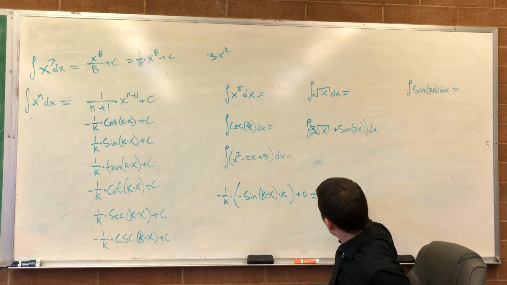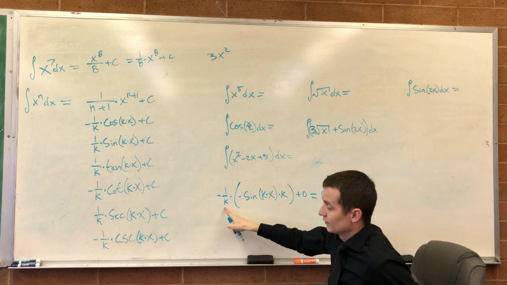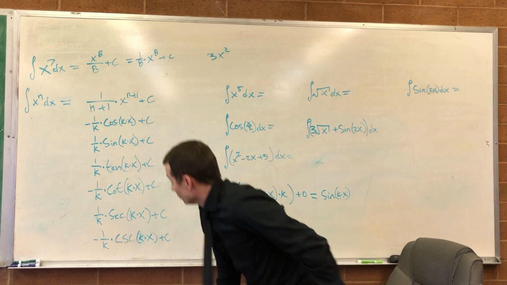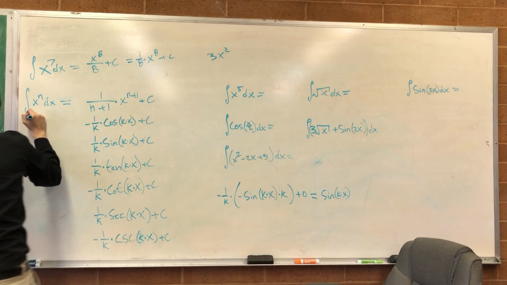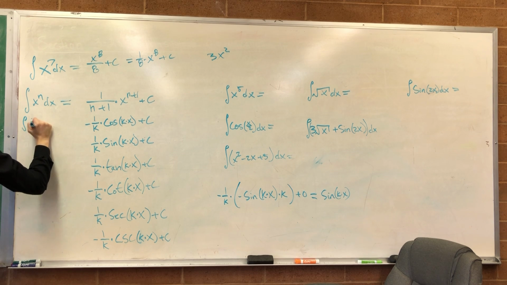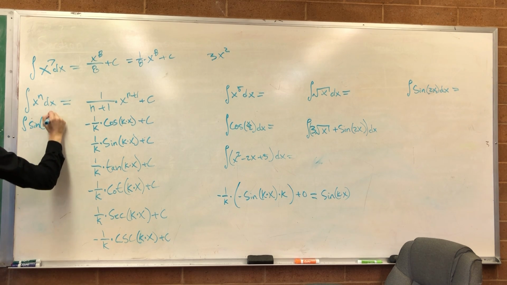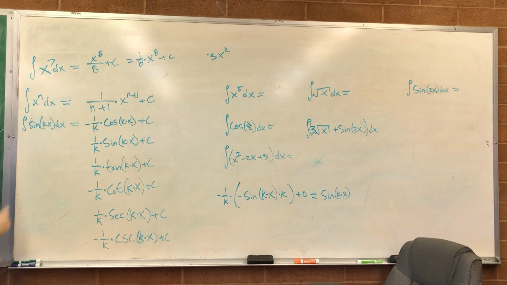Sine of k times x, not over k. That k cancels out with that k. So what did we just figure out? We figured out that the integral of sine of kx with respect to x is equal to that. You'll learn to memorize these things, same way you do with derivatives.